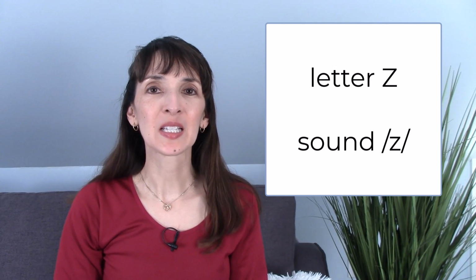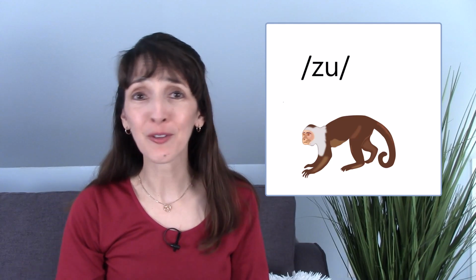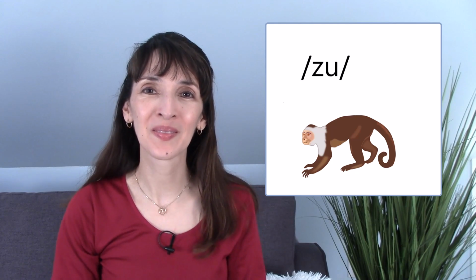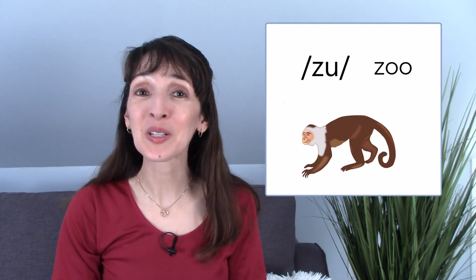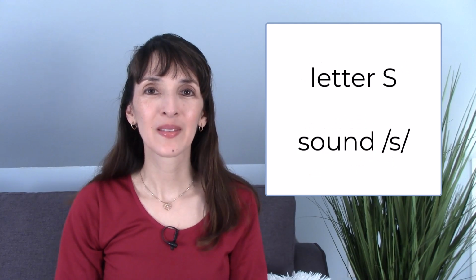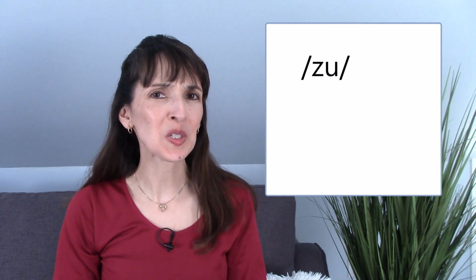Z is Z. Where might you see a monkey if you live in a big city? At a zoo. S is S. If this is zoo, then what girl's name is this? Sue, right? Excellent.